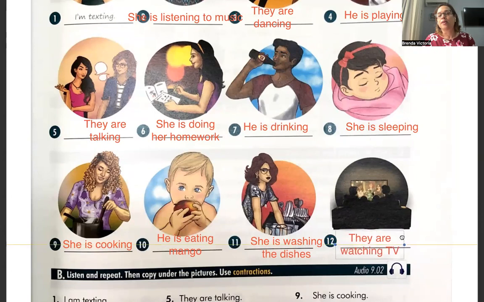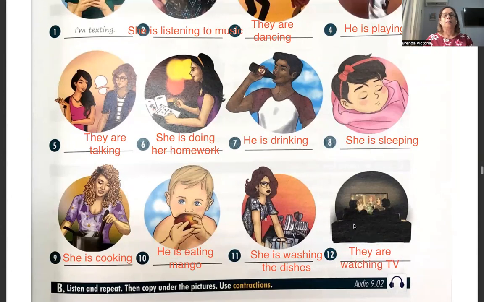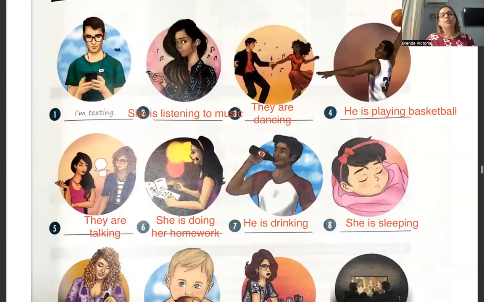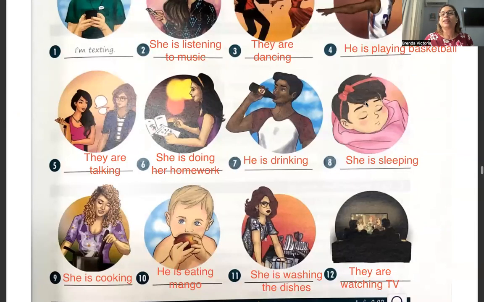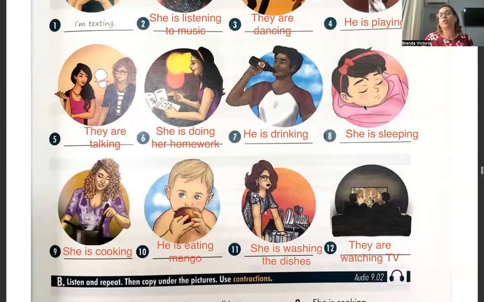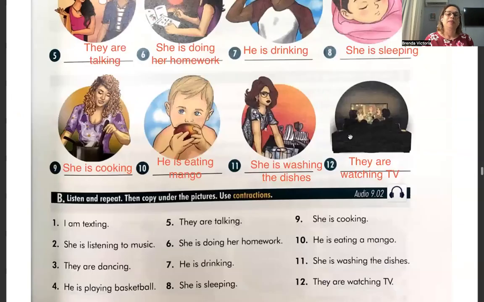So remember, it depends on the picture. In this case, I have a woman, that's why I use she. She's listening to music. In the picture, I have 2 people, so it means that they are they, so I use they are dancing. Here in this case, it's a baby girl, so we use she.